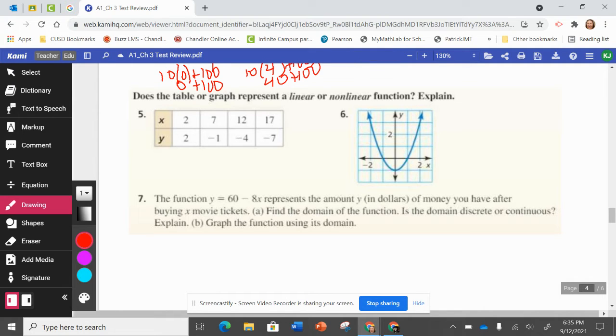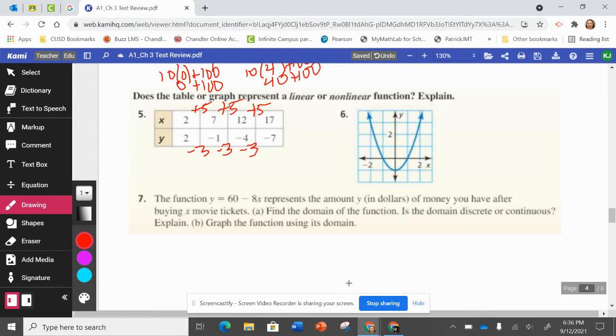Linear or nonlinear? Remember, in order to answer that question, we need to find the rate of change if we're on a table. So let's see, our x values are going up 2 to 7 to 12 to 17. So we're adding 5 each time. And then 2 to -1 to -4 to -7. That means we're subtracting 3 each time.